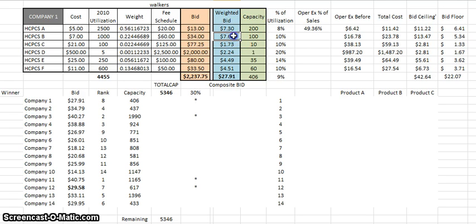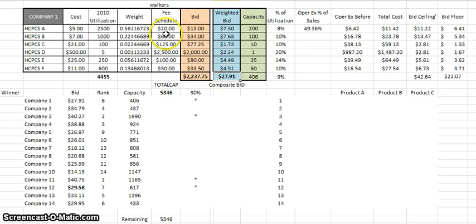Now, once they come up with a weighted bid for each HCPC code, they're going to add all of those numbers up and come up with one composite bid. This is the one number that is going to be used to compare our bid with everybody else's bid. And as long as our composite bid is lower than what's called the pivotal bid, we will be considered a winner in this competitive bidding. If we are higher than the pivotal bid, then we will not be a winner. And we're going to go through how this whole thing happens.